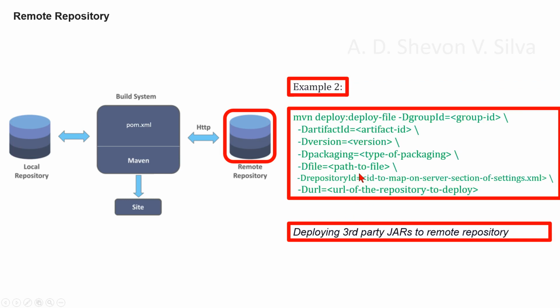Here, deploying third-party jars to remote repository is example 2. To deploy third-party jar, use the deploy:file goal under Maven deploy plugin.